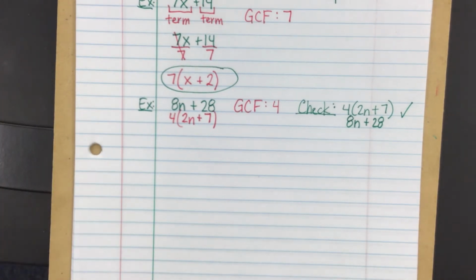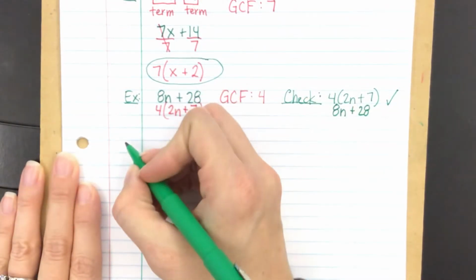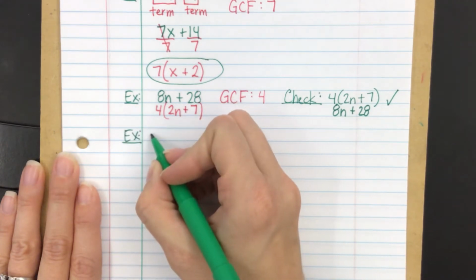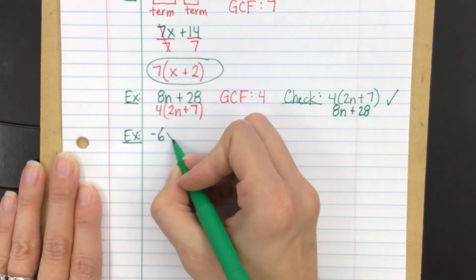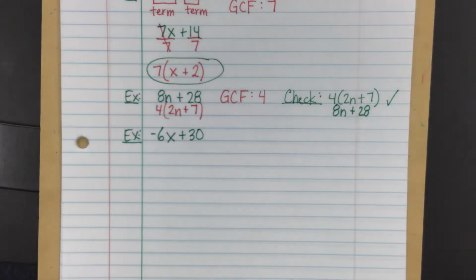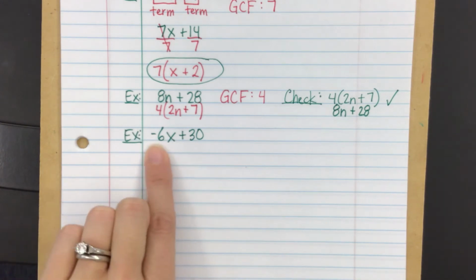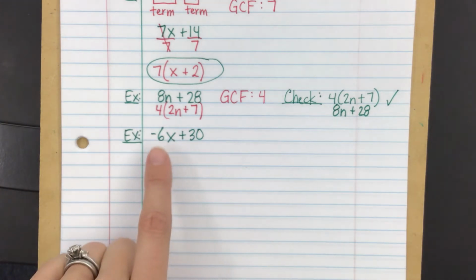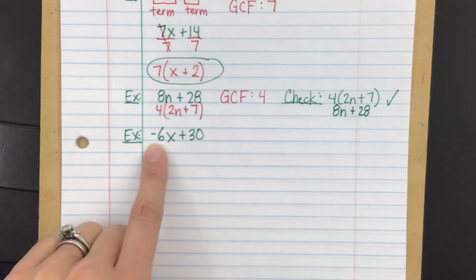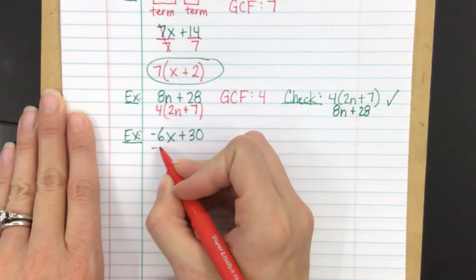Okay, let's do an example now where we have a negative in front. So negative 6x plus 30. Whenever a negative is out in front like this, it is good form to factor out the whole thing, negative 6. So we're going to be factoring out negative 6.